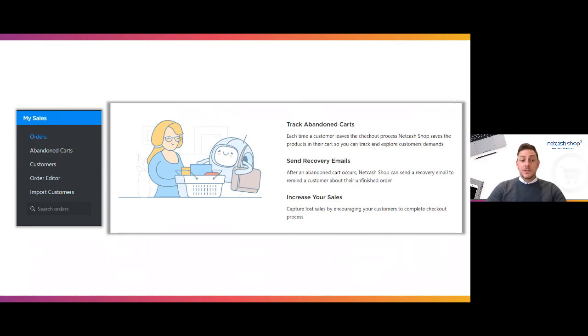The abandoned carts option is available on the business and unlimited plans. It's not available on the free plan or the venture plan. Business plan starts at 475 Rand a month, which is a really great price for up to 2,500 products, which is jam-packed with pretty much all the features.